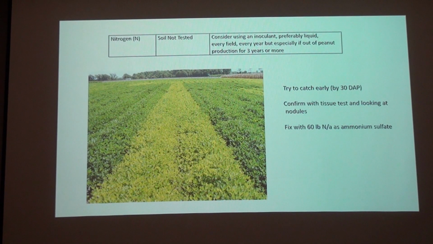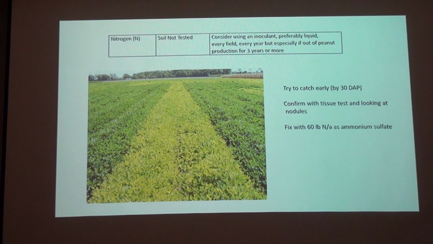I mean, the peanut will fix like probably 200 pounds of nitrogen. How can 60 fix it? But Dr. Tubbs and I, and really he took the lead on it, did some research, and we went up to 120, 180 pounds. But that first 60 seems to be pretty critical, and we'll fix that problem.